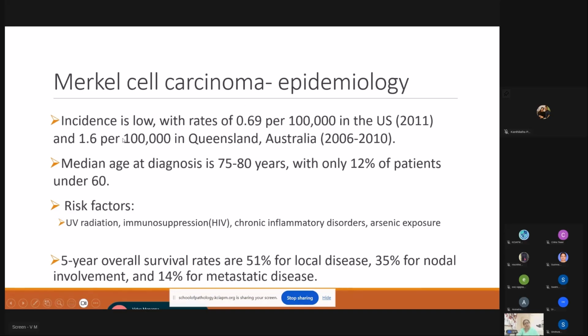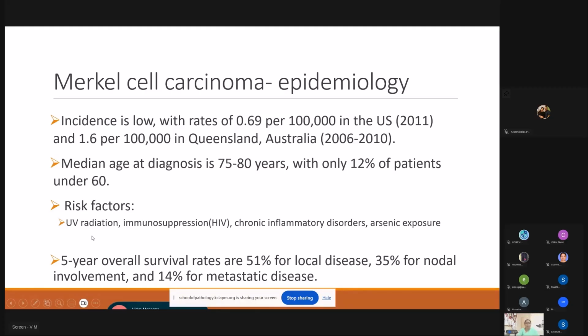Now, the incidence of Merkel cell carcinoma is rare, with rates as low as 0.69 per 1 lakh population in US and 1.6 per 1 lakh population in Queensland, that is Australia. Median age, yes, it's in the elderly age group. With, remember this, our patient was just 33 years old, okay, with only 12% of patients presenting under 60 years.